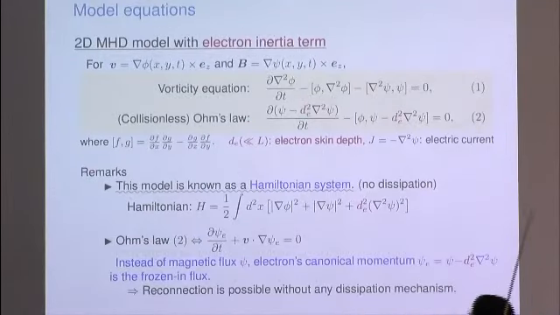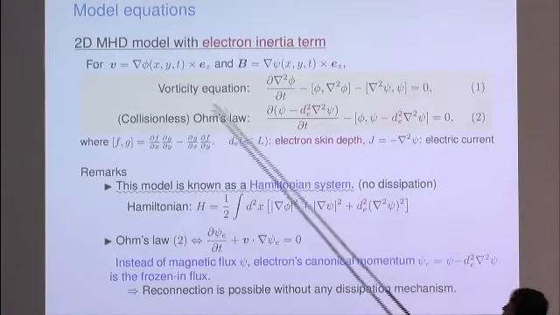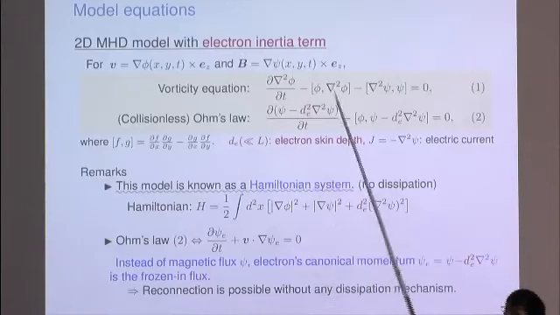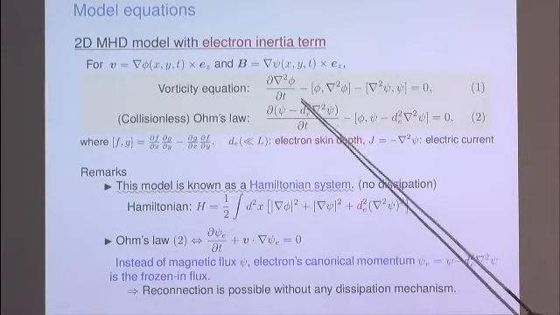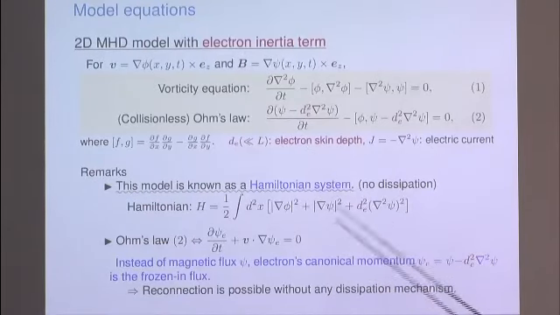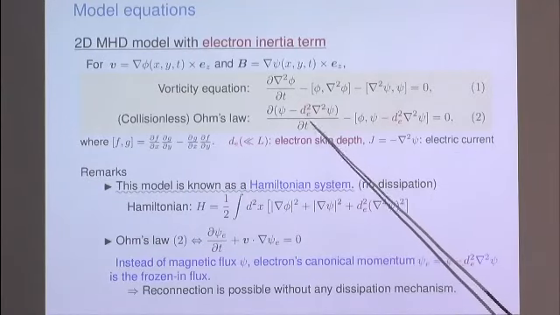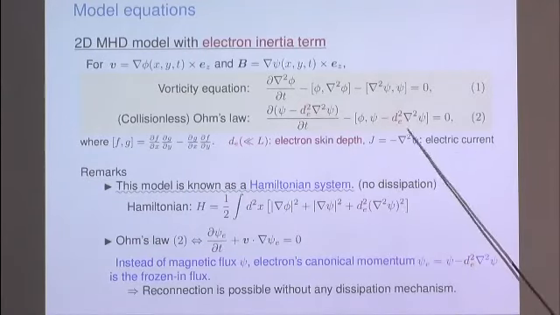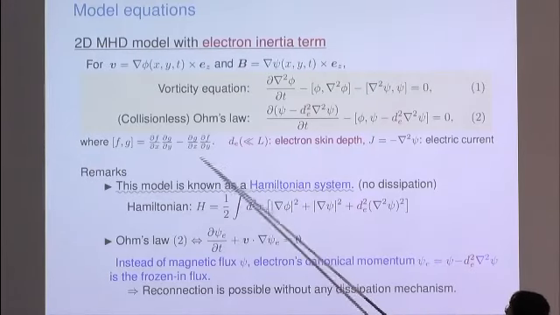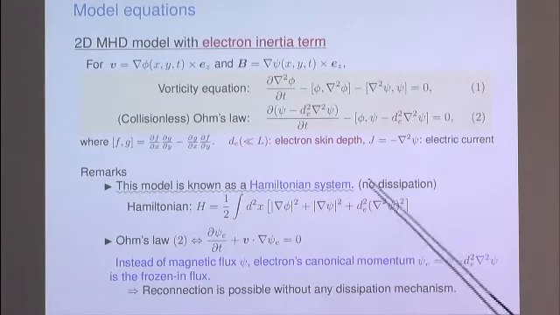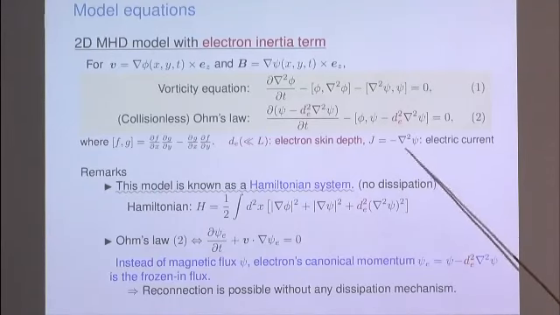This is the model I solved. We can call it the two-dimensional MHD model with electron inertia term. This is the vorticity equation and the collisionless Ohm's law. There is no resistivity in this law. And this term is related to the electron inertia. This is the singular perturbation of the MHD equation. This bracket is the Poisson bracket. The electric current is defined by the Laplacian of psi, where psi is the magnetic flux.